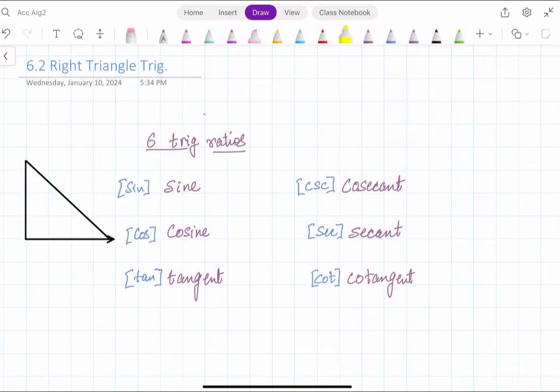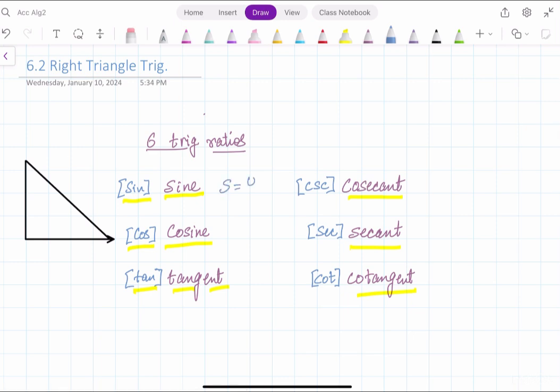Okay, today we will be talking about Unit 6.2, that means the right triangle trig. In geometry, you have learned about the sine, cosine, and tangent, but in reality, there are 6 trig ratios. The counterpart of sine is cosecant, the counterpart of cosine is secant, and for tangent, we have cotangent ratio. We write sine as sin, cosine as cos, tangent as tan.